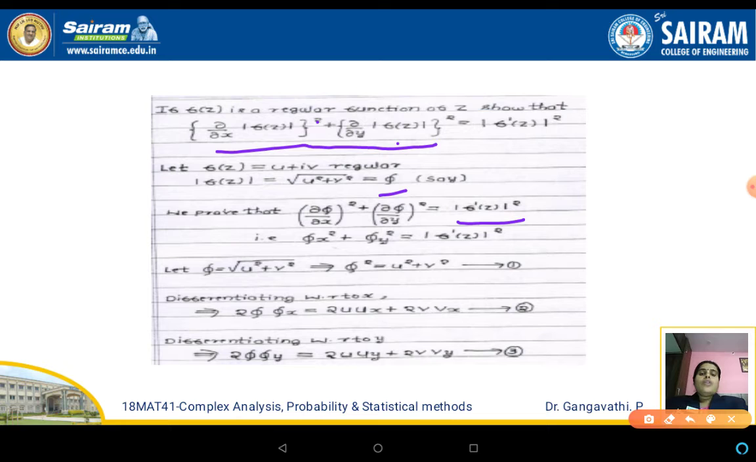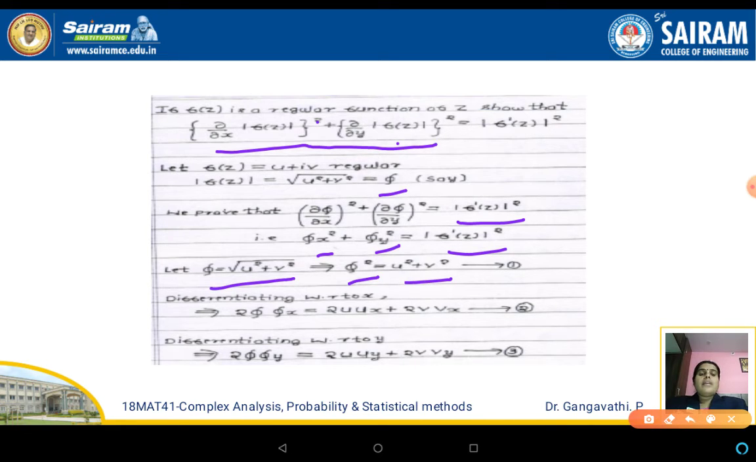Now dou phi by dou x can be written as phi x, and the square on it remains as it is. Dou phi by dou y is phi y whole square, and again mod of f dash of z whole square is as it is. Now consider here phi. What is our phi? We have just seen, before 2 steps, phi is equal to square root of u square plus v square. So take square on both the sides. So phi square is equal to u square plus v square. Call it as equation 1.